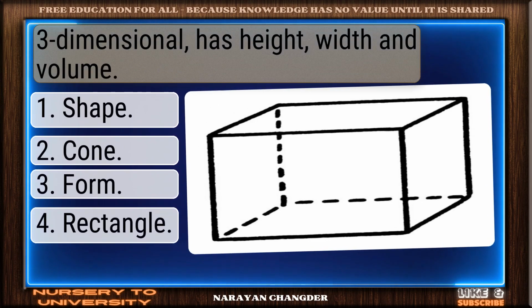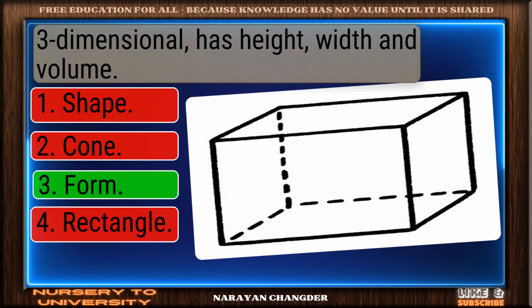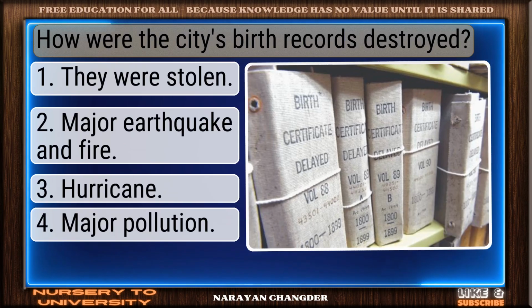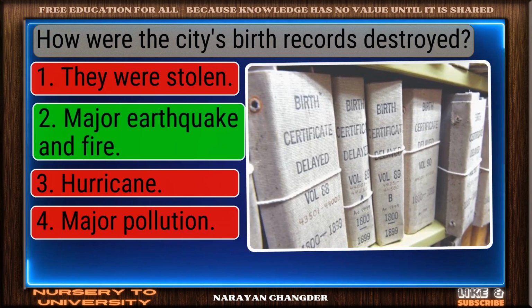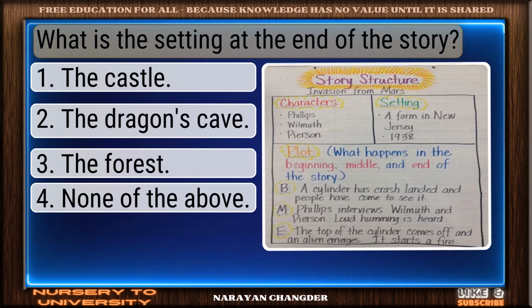Three-dimensional, has height, width, and volume. Valid point. Form is true. How were the city's birth records destroyed? Smart pick. Major earthquake and fire is the correct choice.